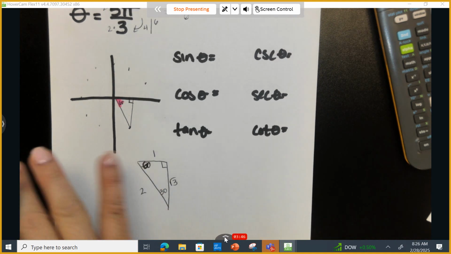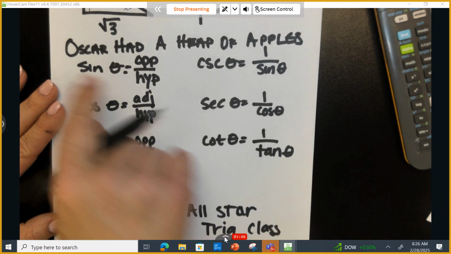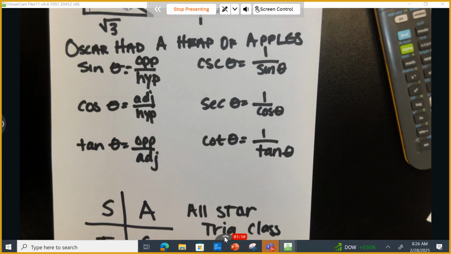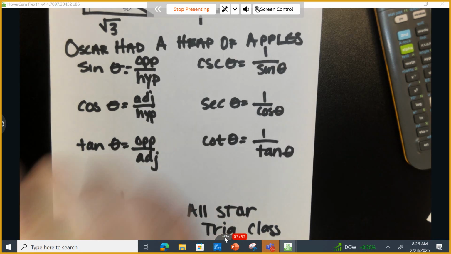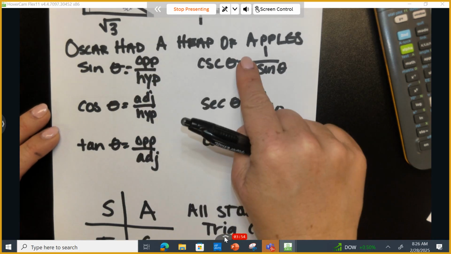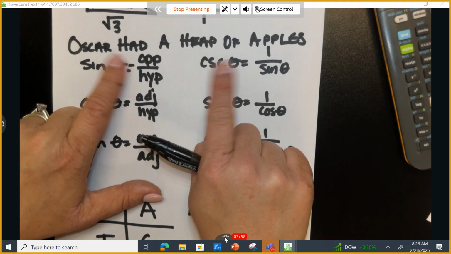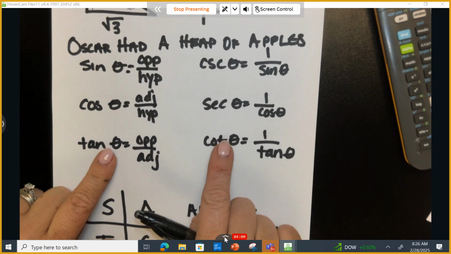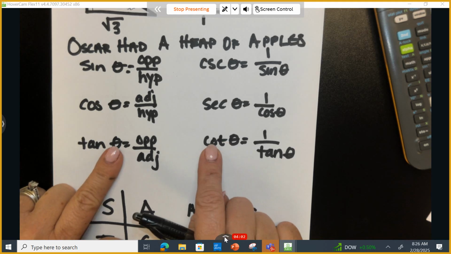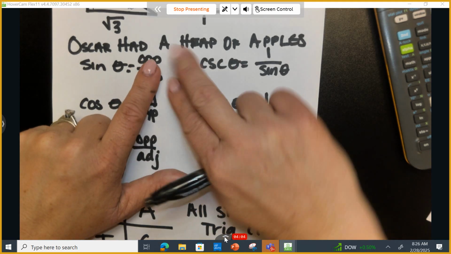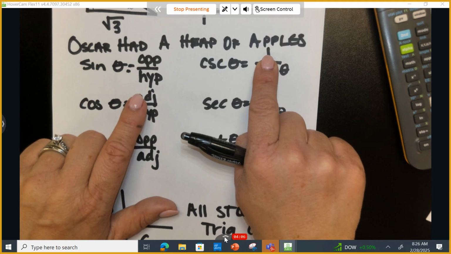If you were present in class today, we talked about SOHCAHTOA, or Oscar had a heap of apples, as a way for you to remember these primary trig functions. These are secondary trig functions, and they're related to each other. These two will always have the same sign, these two will always have the same sign, and these two will always have the same sign. Not only that, whatever this number is, if I take the reciprocal, it'll be the cosecant.